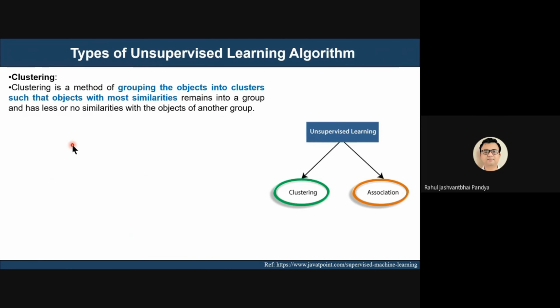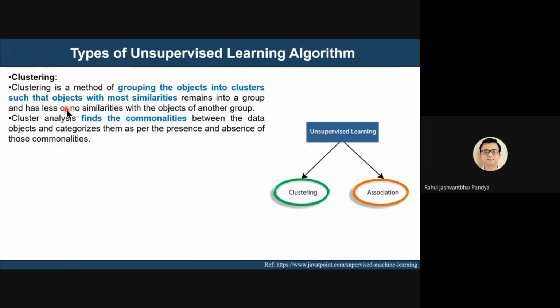There are two major types of unsupervised machine learning algorithms, clustering and association. Clustering is a method of grouping objects into different clusters. Those objects which are highly similar are kept in a single group, and those which are dissimilar will be placed in the other group. So based on similarities, it will divide my inputs into clusters. That's how the clustering algorithm works.